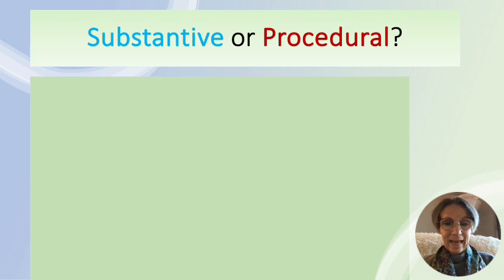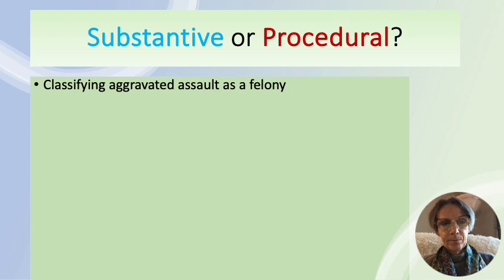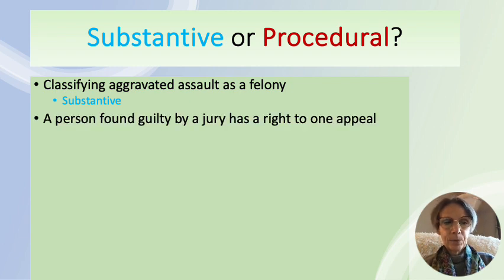All right, so let's test your understanding of the difference between substantive and procedural criminal law. Okay, so classifying aggravated assault as a felony. Is that an example of substantive or procedural criminal law? If you said substantive, you're correct, right? Because it is telling us about the substance of the crime. Aggravated assault is a serious crime, and therefore it is classified as a felony.